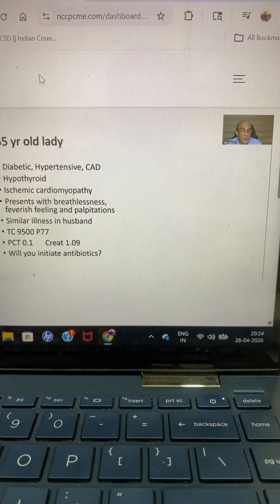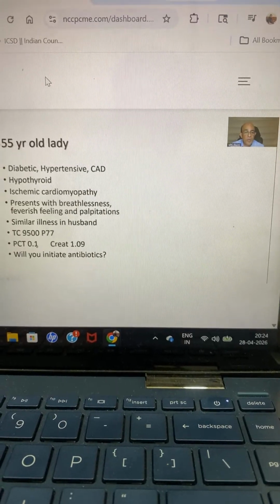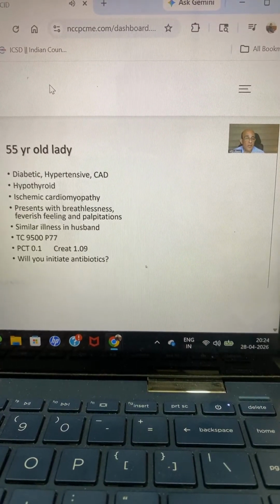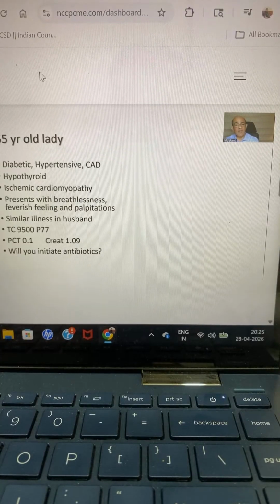The counts are normal, the polymorphonuclear cells are also okay. Procalcitonin is 0.1, creatinine is 0.9. Will you initiate antibiotics in the patient? With a normal PCT, you are not sure whether the person is having a viral infection or heart failure.